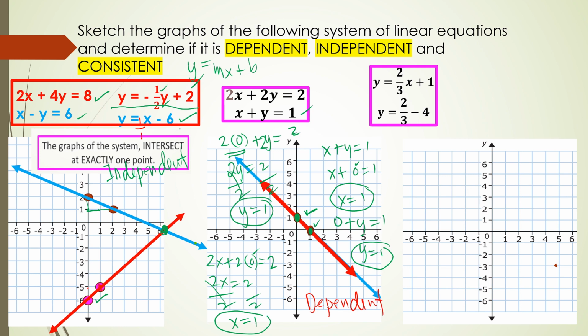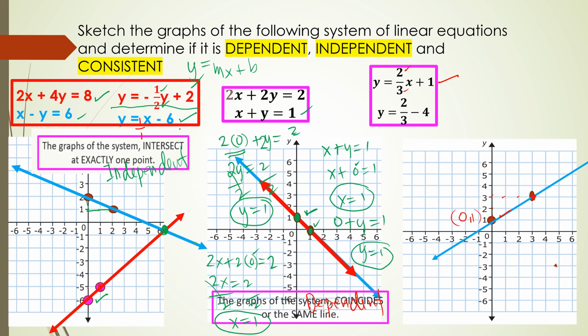So when we say dependent, the two graphs are coinciding. Let's proceed to the next. We'll be plotting this first equation, so positive 1. So that will be going to this starting point. This is 0, 1, our y-intercept. And 2/3 is our slope. So that means we go up twice and we go to the right 3 units. Thus, that is the graph of the first equation.